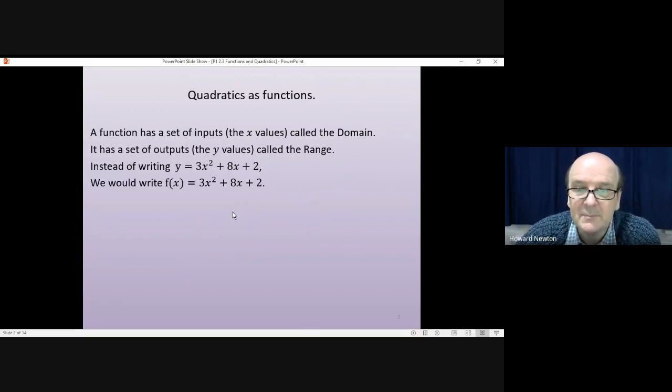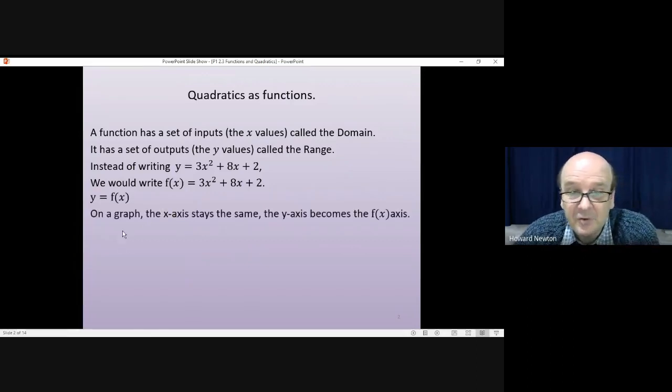Instead of writing y equals 3x squared plus 8x plus 2, we'd write f of x equals 3x squared plus 8x plus 2, where y is written as a function of x. And on a graph, the x-axis would stay the same, still label it with an x, but the y-axis becomes the f of x axis, and you'd label it as f of x.